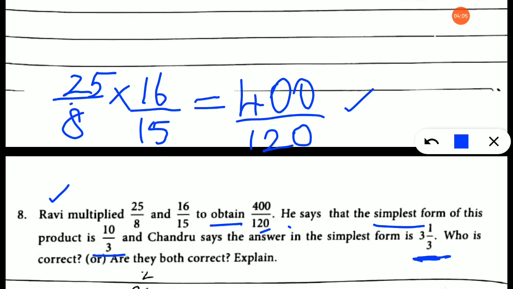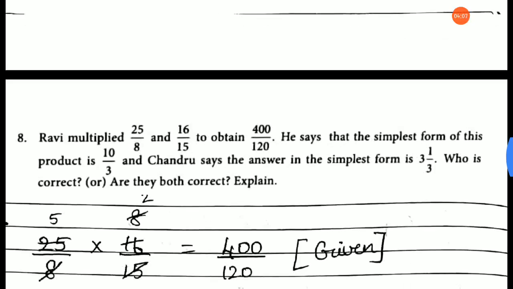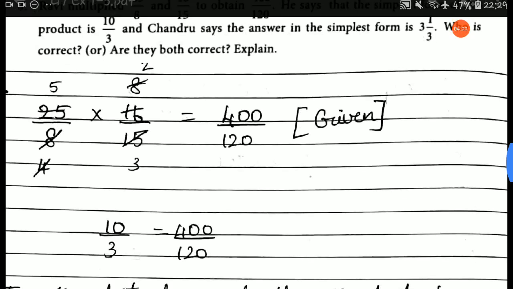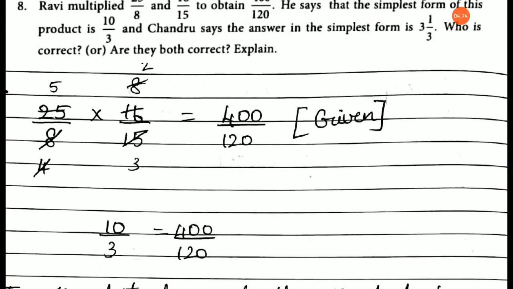Okay, anyways, let me simplify and find out the answer. Now 25 by 8 into 16 by 15 is equal to 400 by 120. This is the expression. And then shall we start to simplify? Now we are going to cancel all the numbers and the final answer we get is 10 by 3, which is equal to 400 by 120.